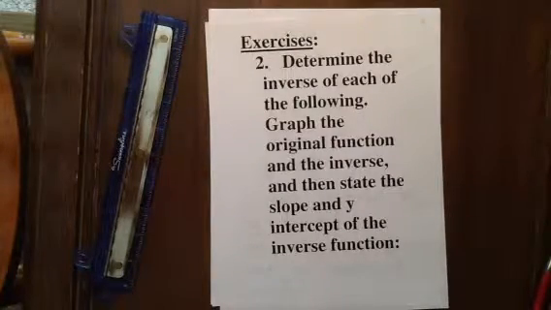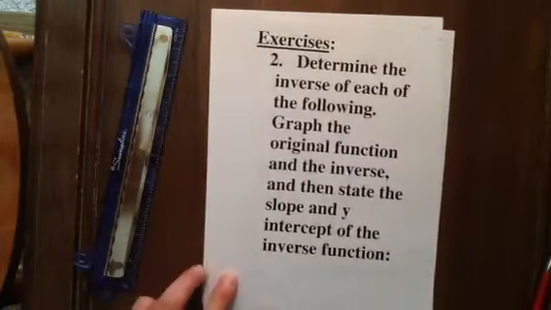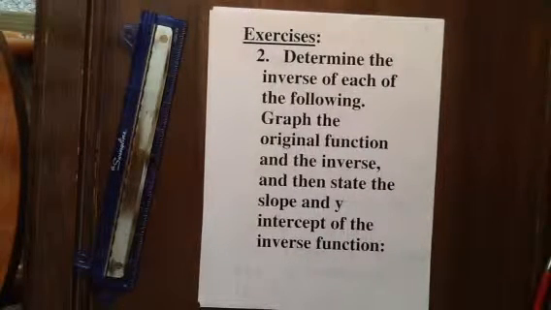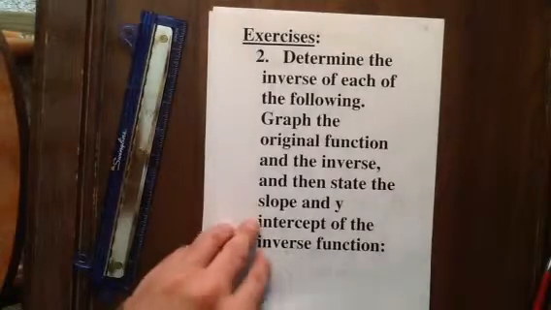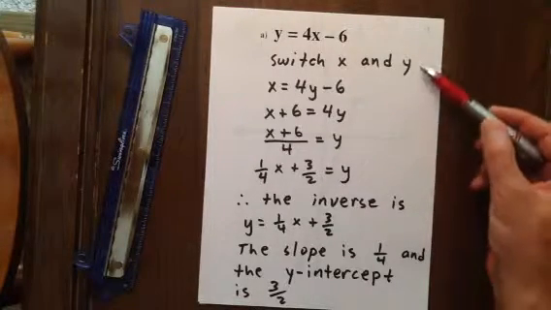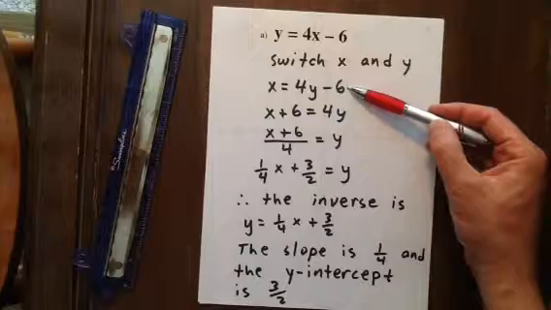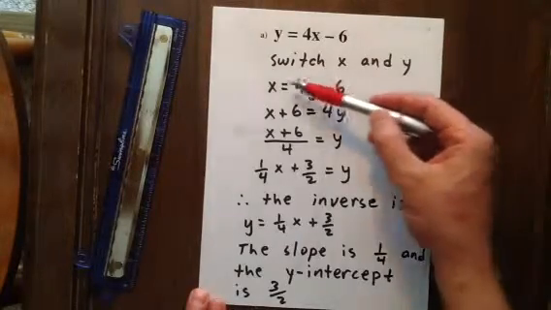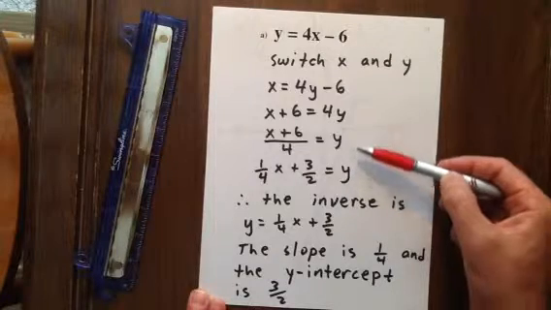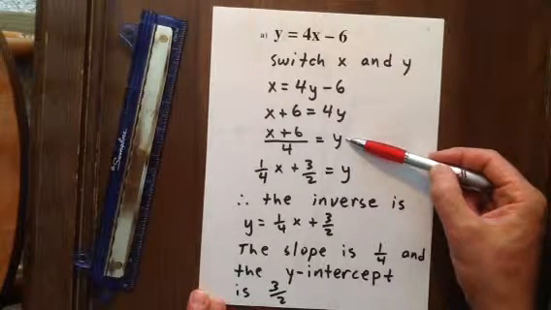Now, what we're going to do in this next situation is determine the inverse of each of the following, and then we're going to graph the original function and the inverse, and then state the slope and y-intercept of the inverse function. So the first one we have is y equals 4x minus 6. We're going to switch x and y so that we get x equals 4y minus 6. Try to isolate the y, add 6 to both sides, divide through by 4. We get y equals (x plus 6) over 4.